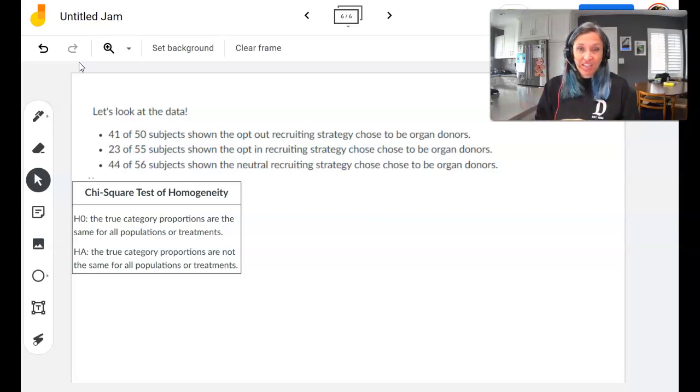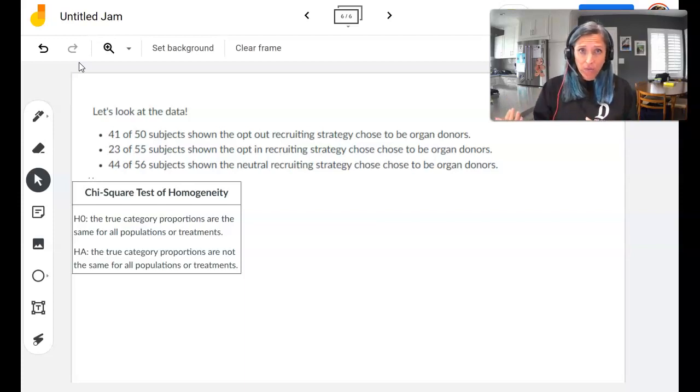So instead of thinking of this as one sample with two variables, which is when we do our chi-squared test for independence, we have three separate samples, one from the opt-in, one from the opt-out, and one from the neutral, and then we have the results from those, which makes our work a little bit more of a pain when it comes to writing this null hypothesis.